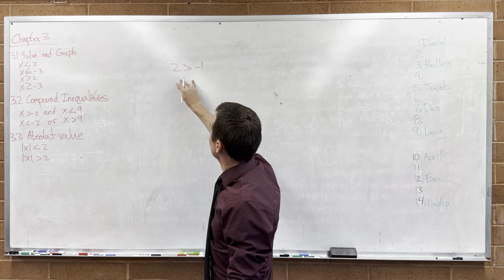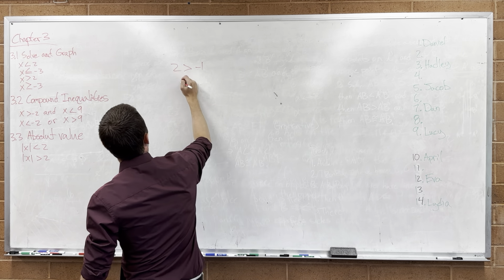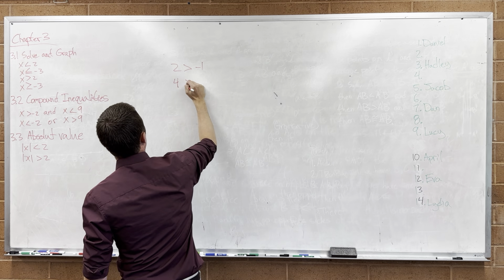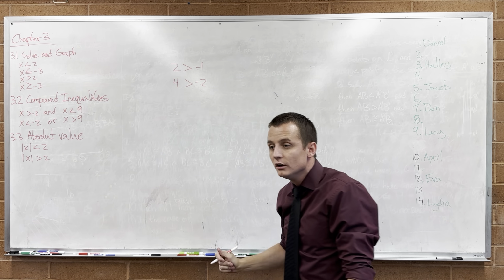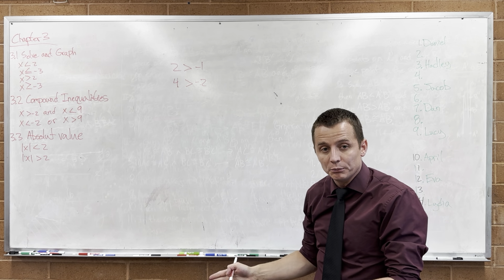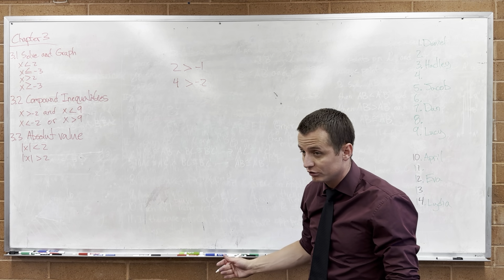Let's say instead I would have doubled both sides. So then I multiply both sides by 2, so we get 4 is greater than -2. Is that still true? Yes. So multiplying both sides by the same positive number also doesn't change the inequality.